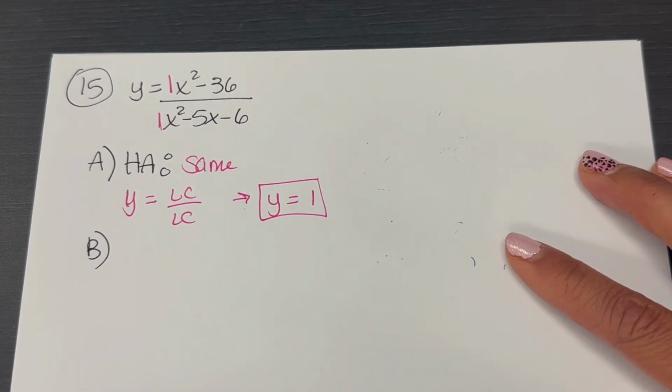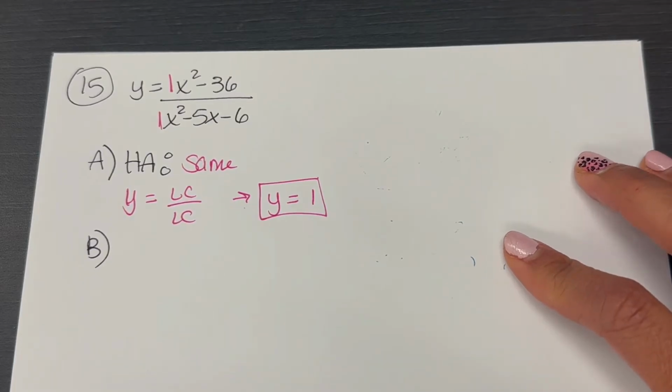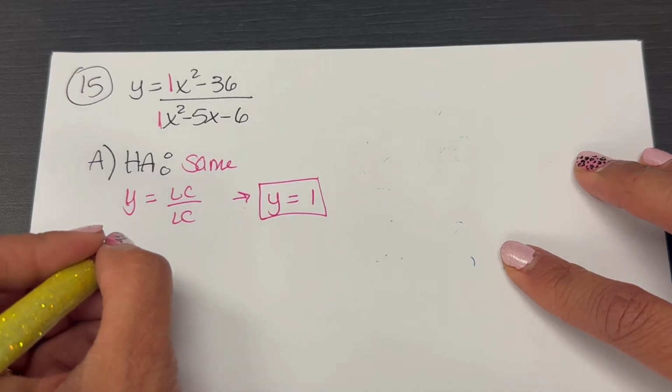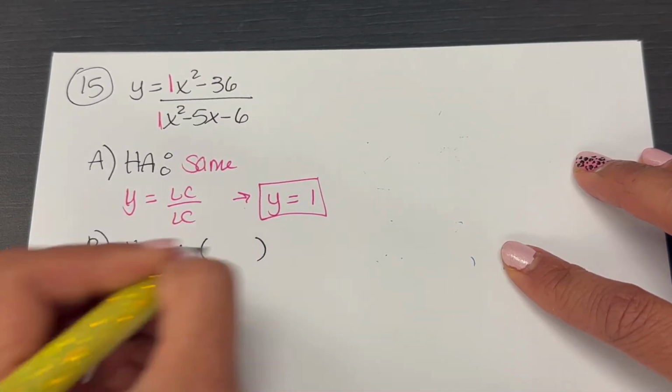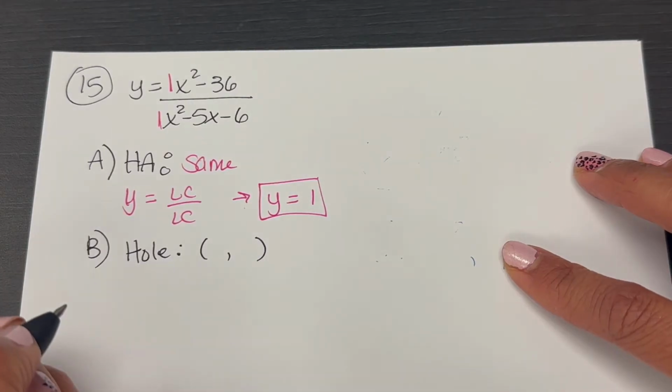Okay, for part B, it asks to determine the coordinates of the point of discontinuity that is a hole. Write your answer in coordinate format. If necessary, leave your answer in simplified fraction form. So I need the hole. And it said in coordinate format, so I need an ordered pair. I need an x value and a y value.